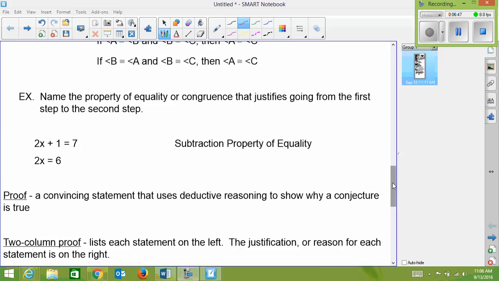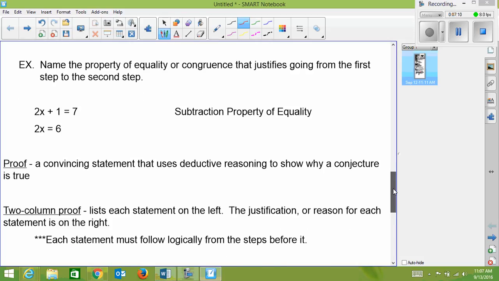So a proof, which is the big to-do of this whole section here, it's the big picture. It's a convincing statement that uses deductive reasoning to show why a conjecture is true. And you have to go step by step through the proof. And you have to justify each step and each statement that is given. You have to prove it, in other words, using these rules, these postulates, the properties.